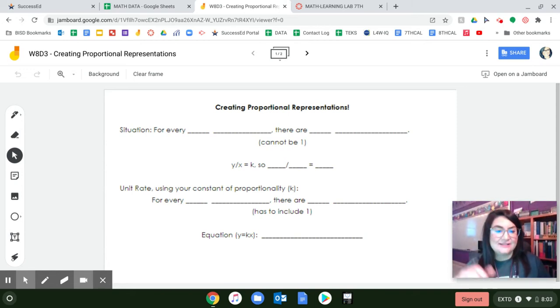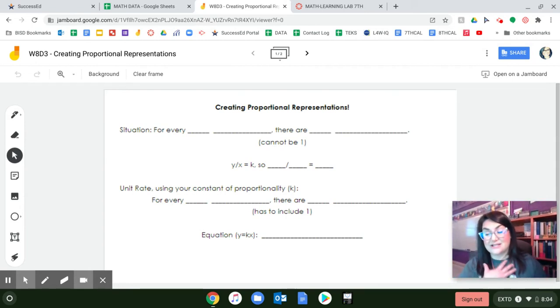Good morning, guys. Okay, today we are going over creating your own proportional representations. So we've done a lot with proportions, with equations, tables, and graphs. So now we're going to take it a step further and you're going to actually create your own representations for a situation that you come up with.